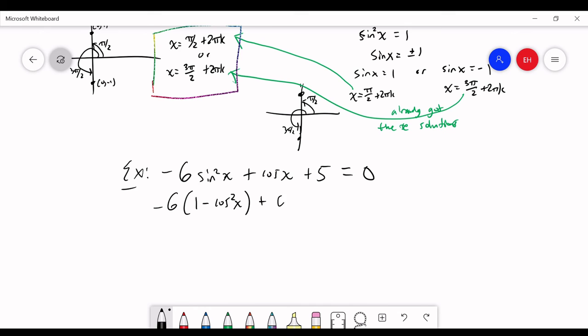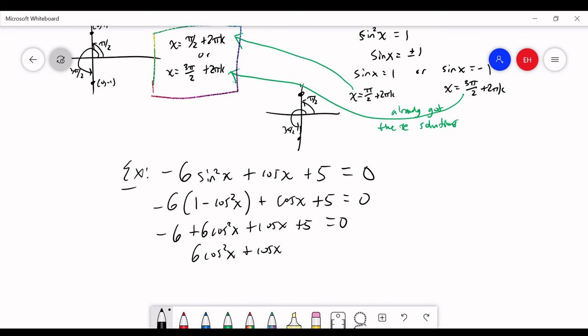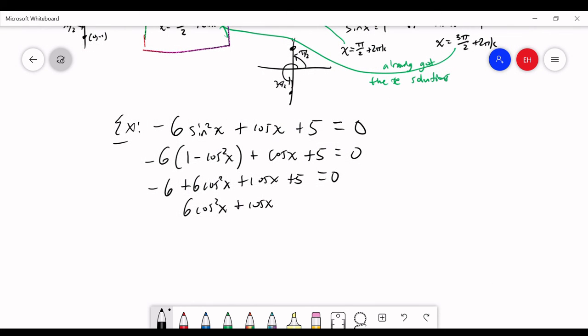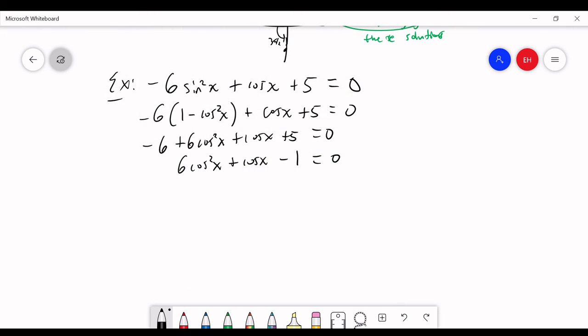Okay, last example, minus 6 sine squared x plus cos x plus 5 equals 0. Now I'm thinking I have sine and cos mixed, which is not great. So I'm going to use my identity that sine squared plus cosine squared equals 1, so sine squared equals 1 minus cos squared. I'm going to sub 1 minus cos squared in for the sine squared. The reason I'm doing that is I want to get just cos's. I don't want cos's and sines mixed together.